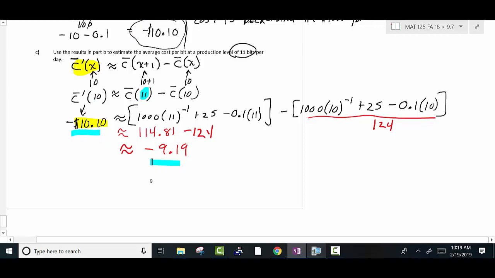A lot of times, when you interpret the meaning of that marginal derivative, or the marginal cost at 10, it's almost the same as the cost of the next item. That's the idea. Does that make any sense to you? That formula is something that's pretty important.